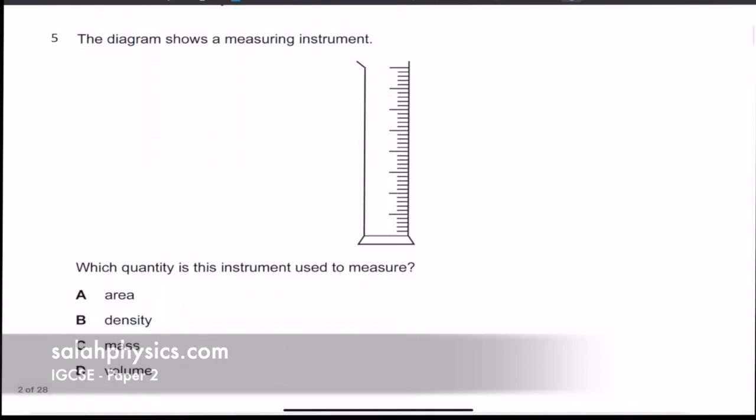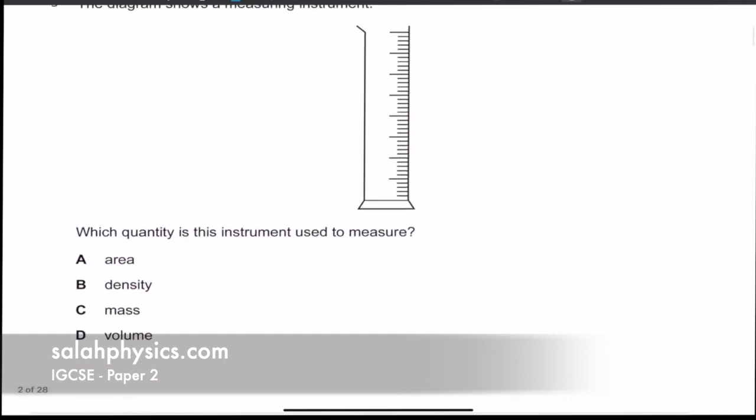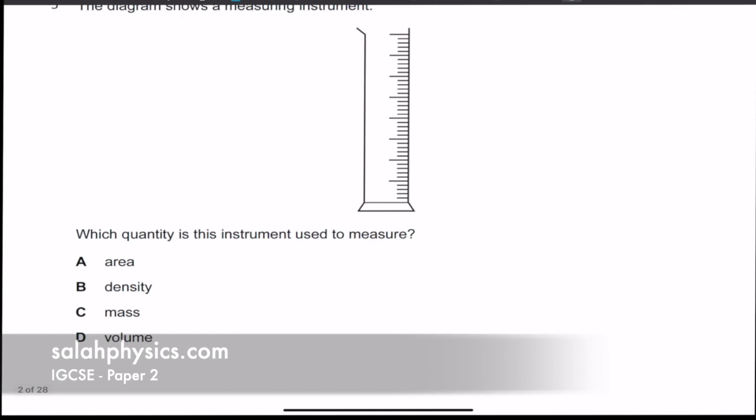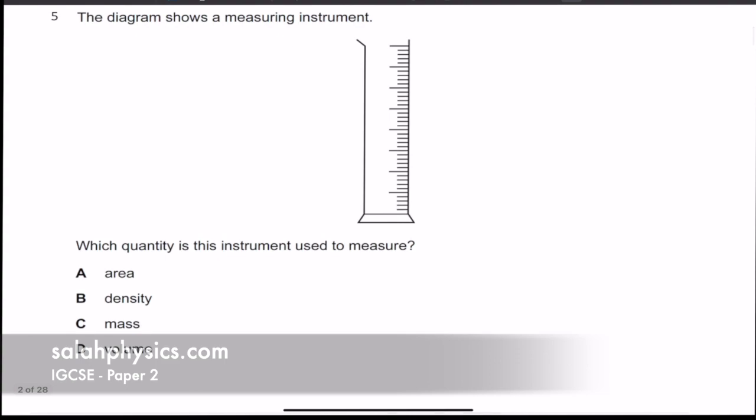In question 5, the diagram shows a measuring instrument. This is a measuring cylinder. Which quantity is this instrument used to measure? It cannot measure area because area could be calculated. Density could be calculated also. We have a law here, mass over volume. The mass, this is for a balance. The volume of liquids is supposed to be measured by a graduated cylinder. So I'm going to go directly here to D.